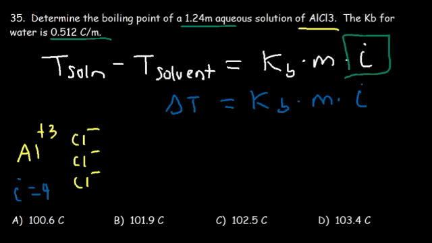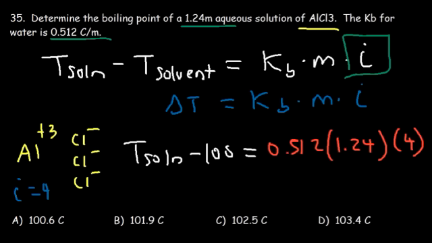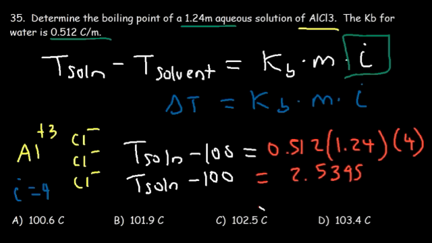So now if we plug in the numbers that we have in this equation, this is what we'll have. The temperature of the solution minus the temperature of pure water, which is the boiling point of pure water, is 100 degrees Celsius. Kb, that's 0.512. The molality is 1.24. And the Van Hoff factor is 4. So now we have to solve for the boiling point of the solution. So 0.512 times 1.24 times 4 will give us a value of 2.5395. So now we just have to add 100 to both sides. So the boiling point is going to be 102.5 if you add 100 to 2.5. So answer choice C is the right answer.